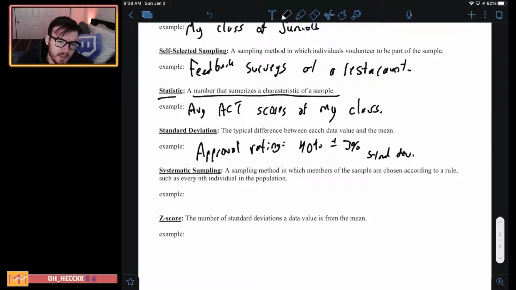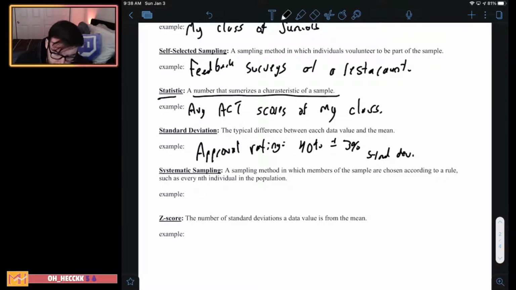You've probably heard that phrase, right? That's sort of what standard deviation is. So it's this boundary above or below, within reason, right? It's like 40% plus or minus a smidge, right? That smidge is the standard deviation. Don't worry about it too much, okay?